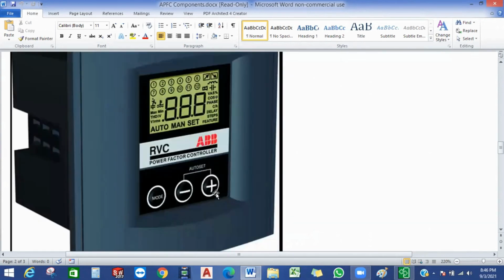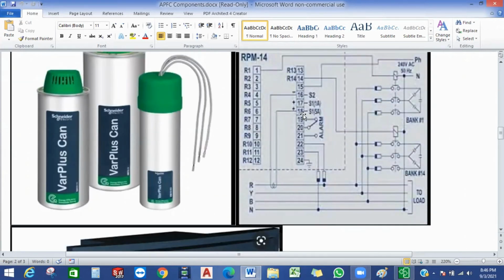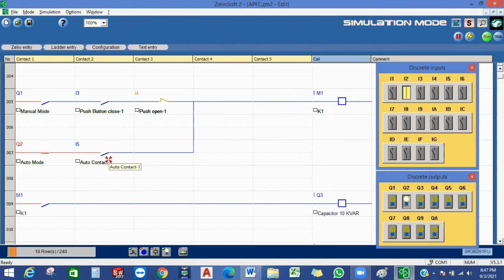Now this is the controller, which is the heart of the system. If you see the backside, there are some switching devices. Depending on our requirement, these give a signal to open or close the contactors. So now in our system, we will consider this as auto contact one signal. Suppose the signal came to switch on the 10 kVAr contactor, so this will close. This controller will give it. Now you see this 10 kVAr capacitor is on.